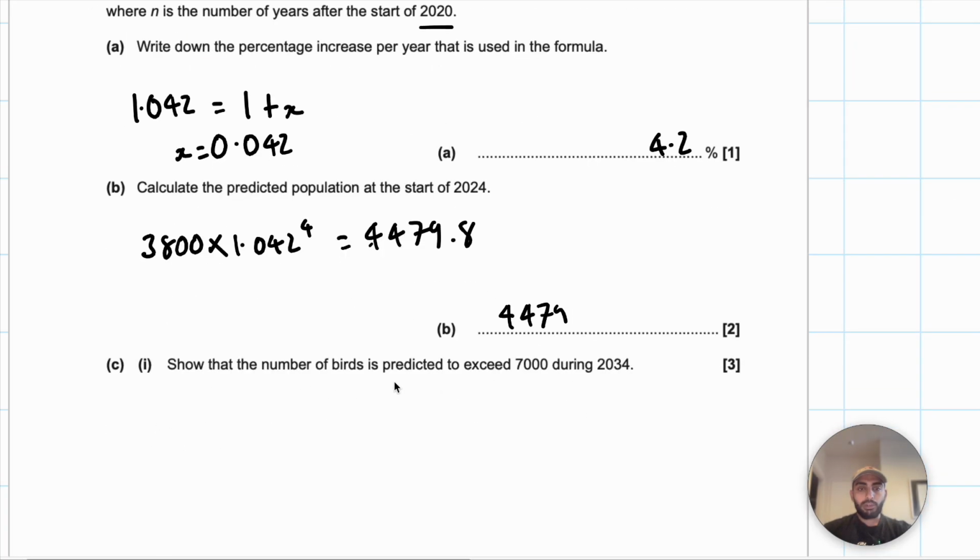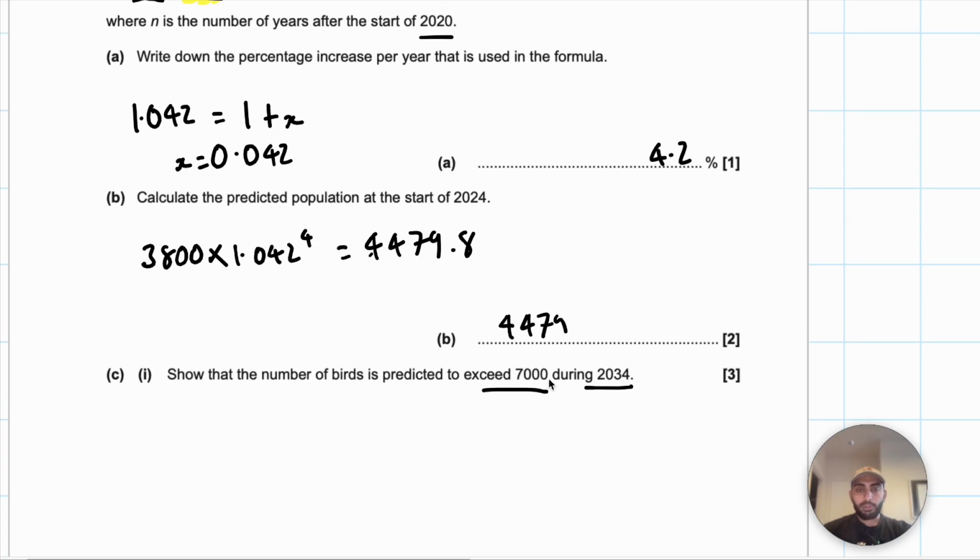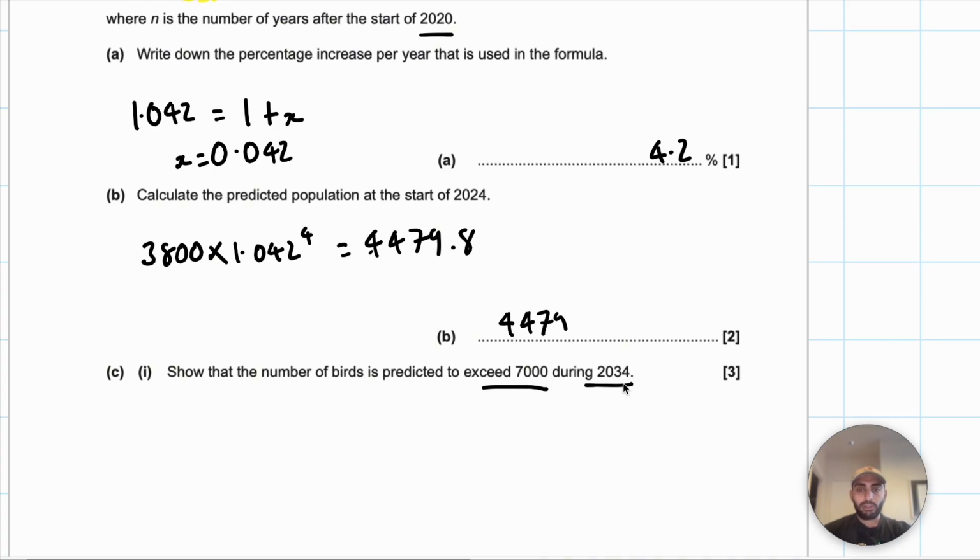Part C, show that the number of birds is predicted to exceed 7,000 during 2034. We're trying to prove that the amount of birds goes over 7,000 during 2034. So let's find the population during 2034, and we'll find the population at 2035. So during this time, it should go over. For this, I'm going to be substituting in n equals 14, and for this one, I'll be substituting in n equals 15, because I started from 2020.